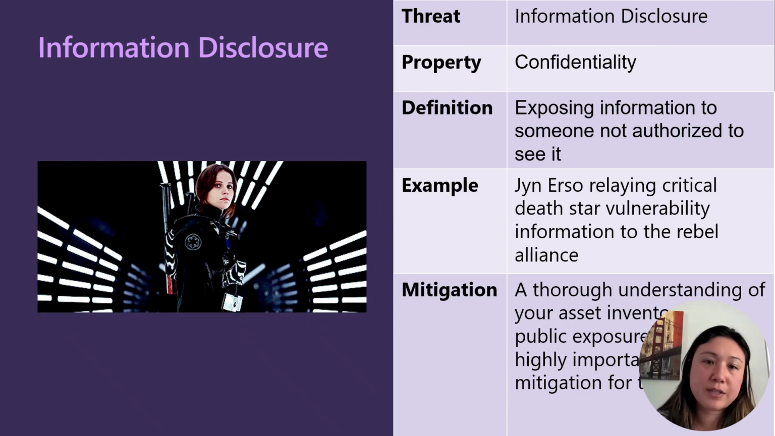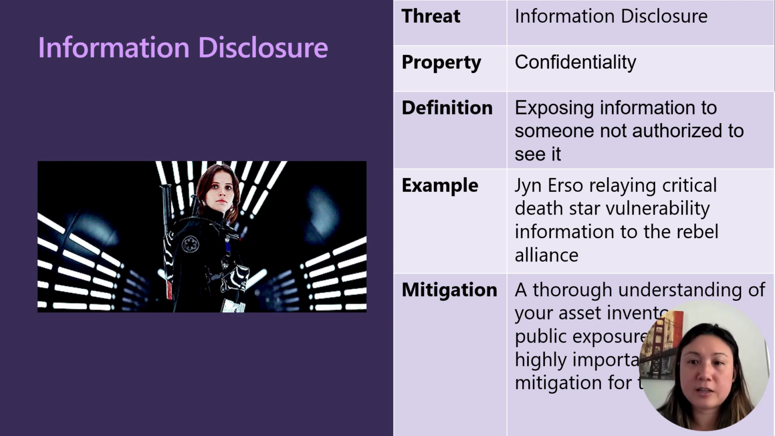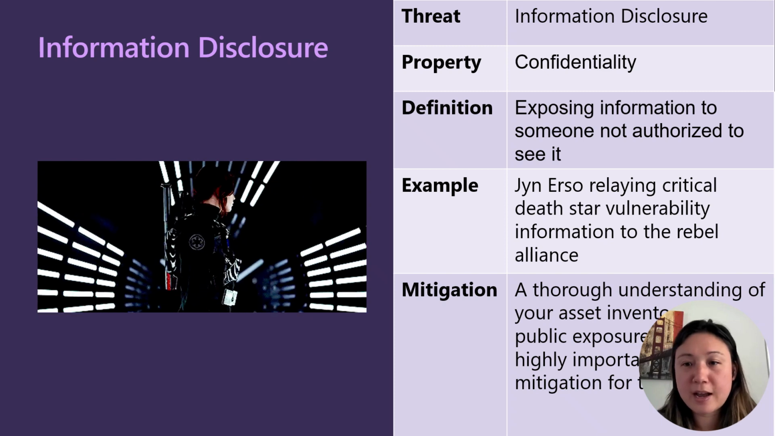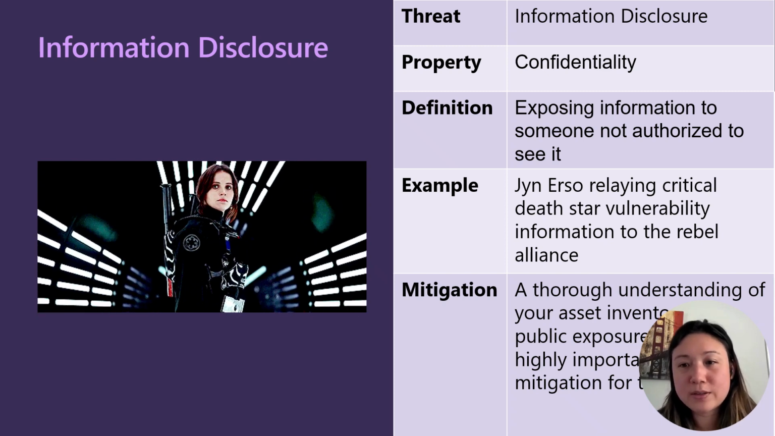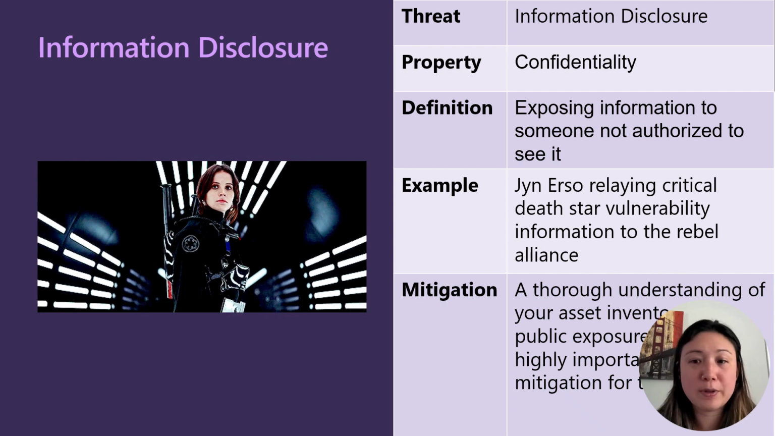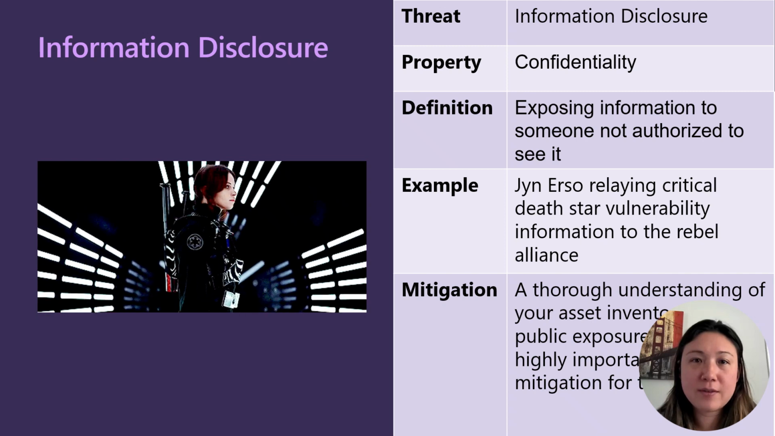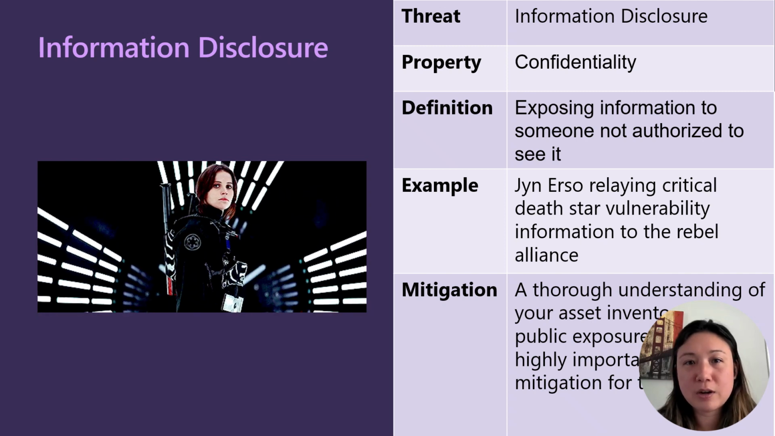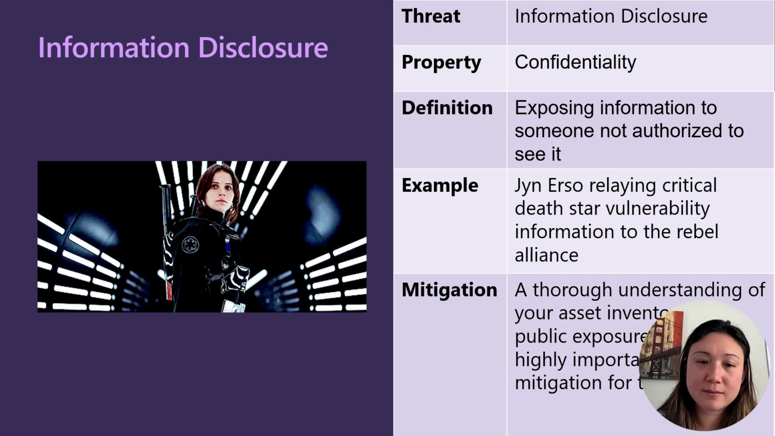I stands for information disclosure. This is a property of confidentiality. It's exposing information to someone not authorized to see it. In this example, Jyn Erso is relaying critical Death Star vulnerability information to the Rebel Alliance. And the mitigation here could be a thorough understanding of your asset inventory and public exposure, which is also highly important to help with mitigation for a threat like this.